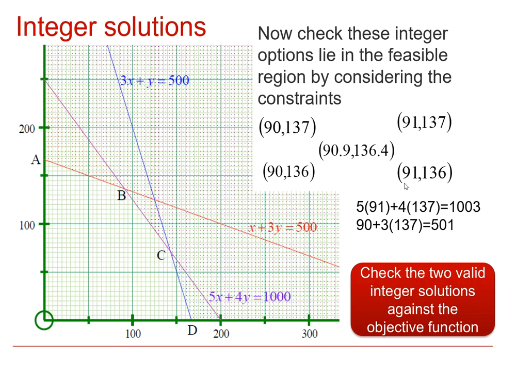But these 2 are valid solutions in the sense that they are lying within the feasible region. We don't have the objective function in this demonstration, but whatever objective function we have, we would then substitute these values of x and y into that objective function and see which of these 2 points has the highest value.